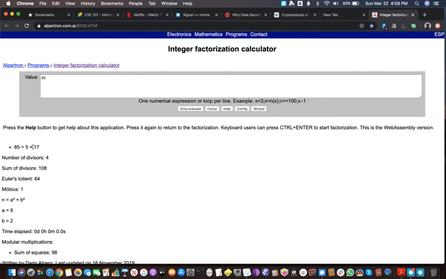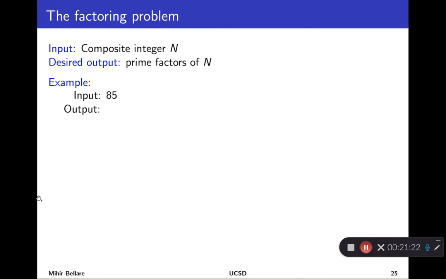And it says 85 is 5 times 17 and all kinds of other information. And you don't even need the internet. You can do it in your head in a few seconds. So it's not looking like a hard problem. But that ease with which we did the computation doesn't necessarily scale well.